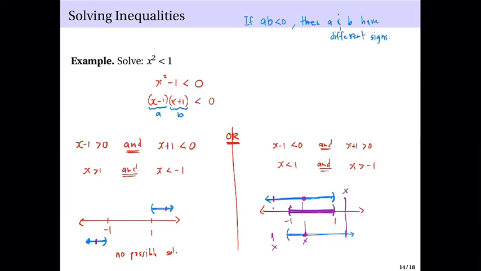So this is the graphical representation of the solution. If we combine, this guy here is represented by x less than 1 but greater than negative 1. So this is the set of solutions.